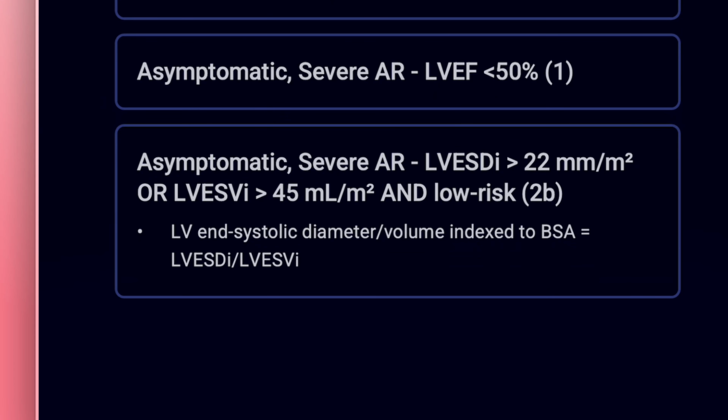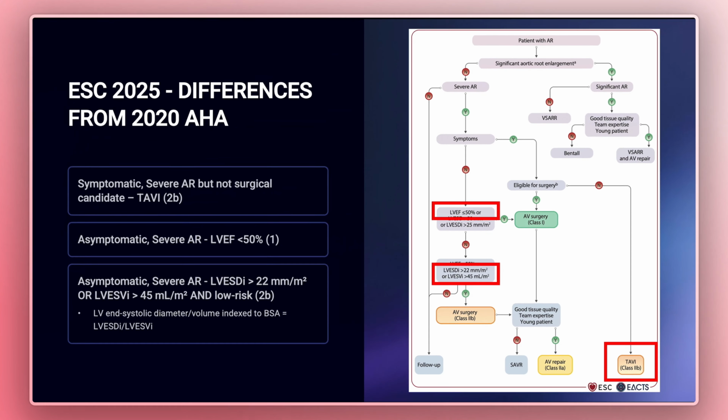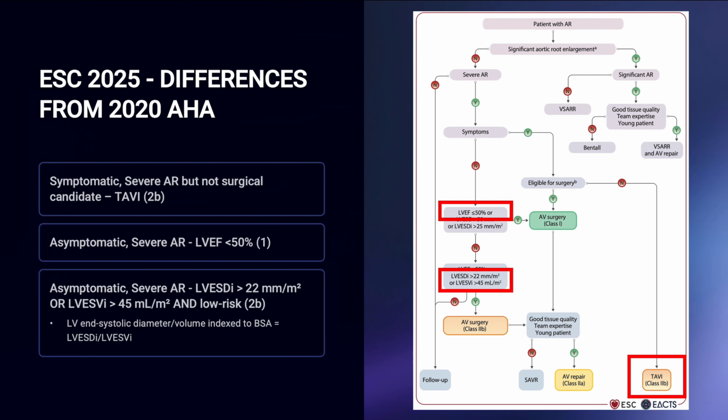Lastly, in asymptomatic severe AR, there is an LV end systolic diameter index and an end systolic volume index, which are essentially the LV end systolic diameter and volume indexed to body surface area. And there's recommendations regarding these values.